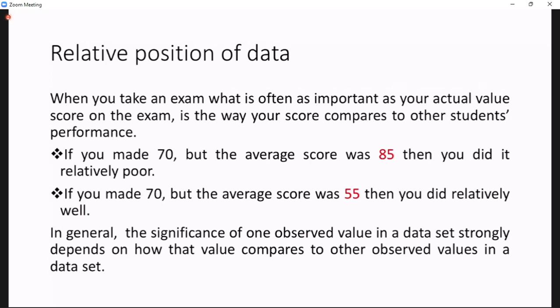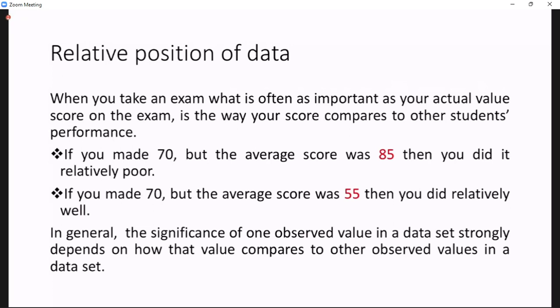But if the average score of the class is 55, then what would you say about 70? Compared to 55, 70 is good. It's relatively good, relatively well.